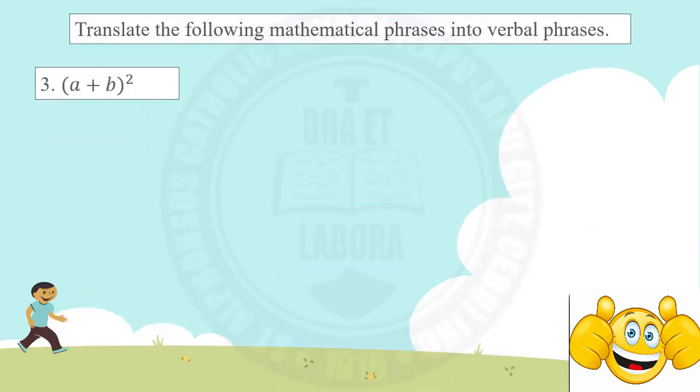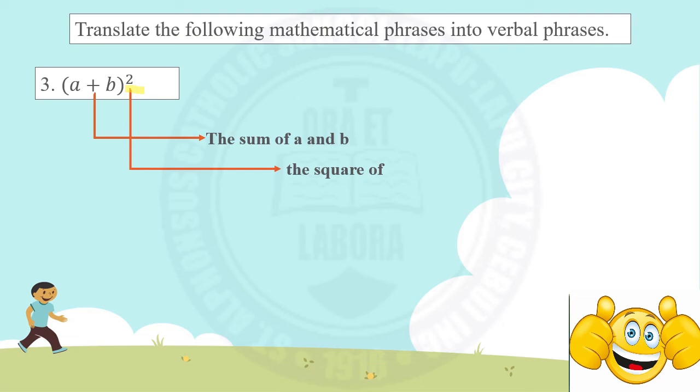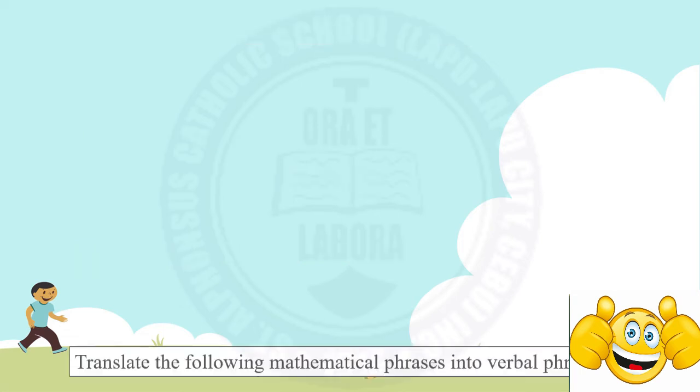Another example. We have an exponent of 2 here. We can use first the symbol, the sum of a and b. The exponent here will be the square of. Again, the exponent here is the square of. Here, inside the parentheses, the sum of a and b. And our final answer, the square of the sum of a and b.